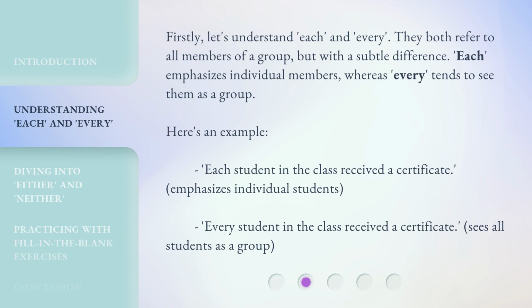Firstly, let's understand each and every. They both refer to all members of a group, but with a subtle difference. Each emphasizes individual members, whereas every tends to see them as a group. Here's an example. Each student in the class received a certificate. Emphasizes individual students. Every student in the class received a certificate. Sees all students as a group.